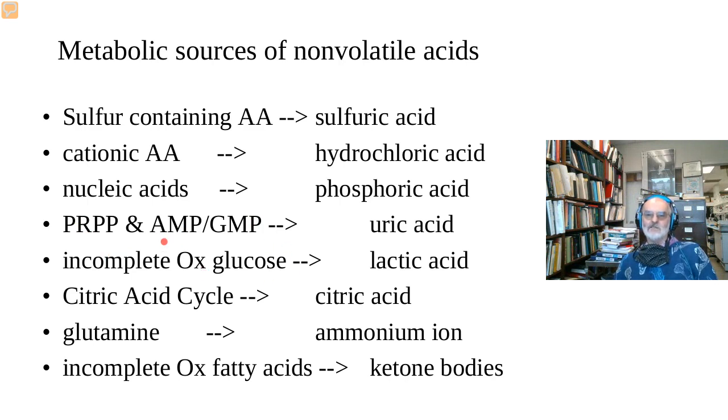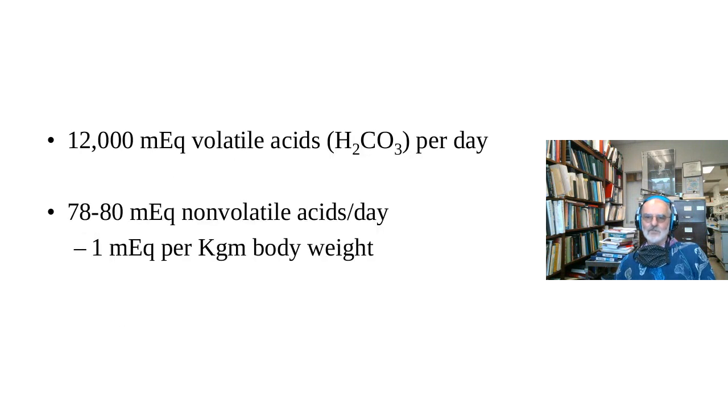Incomplete oxidative phosphorylation is what produces lactic acid. You're going to talk about that a lot. But if you don't have enough oxygen and if you don't have enough oxidative phosphorylation going on, you will make a byproduct off of gluconeogenesis. You'll make a lot of lactic acid. Citric acid cycle, the breakdown product of citric acid. Glutamine is broken down into ammonia. I just showed you that. Incomplete oxidation of fatty acids will produce ketone bodies. So this is sort of a summary of all of metabolism and where all of these non-volatile acids come from. This is what the kidney is actually doing.